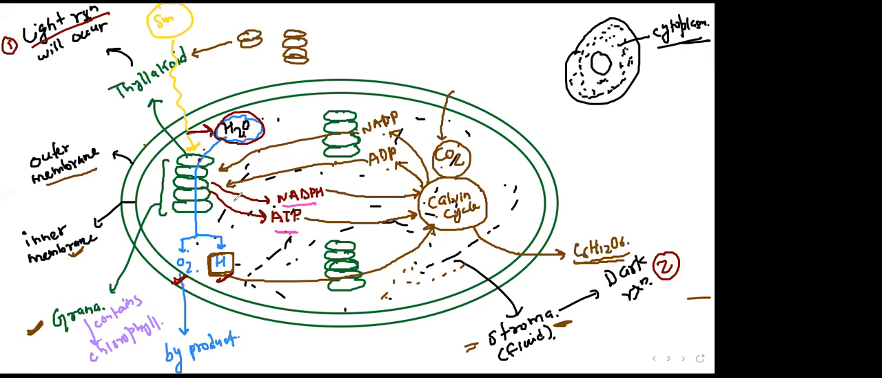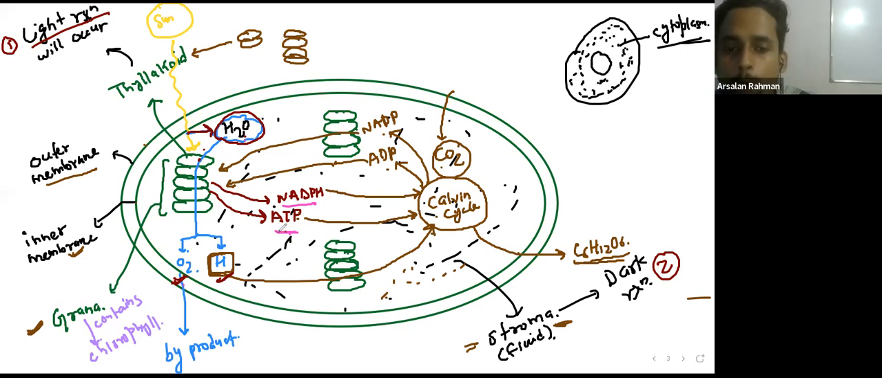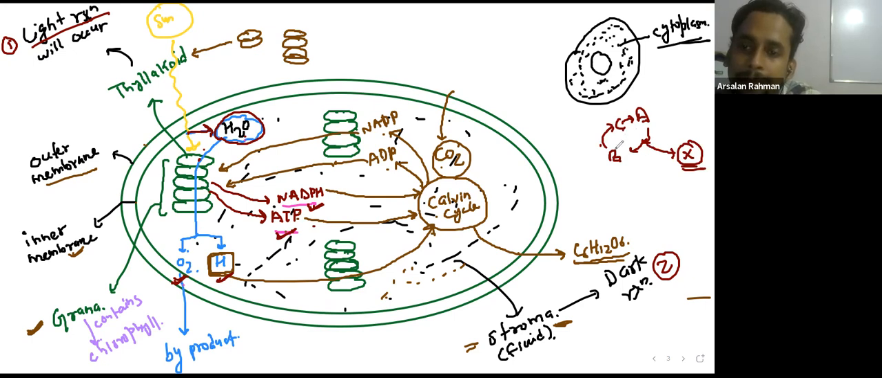Yes, sir. And in light reaction, there is production of two molecules. What are those? ATP and NADPH. This ATP and NADPH will enter into a cycle of reaction. Cycle of reaction means A will produce B, B will produce C, and C will produce A. And in between, some product is forming, that is X. Can you understand this cycle?